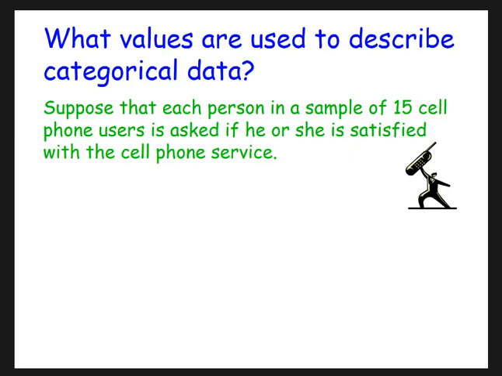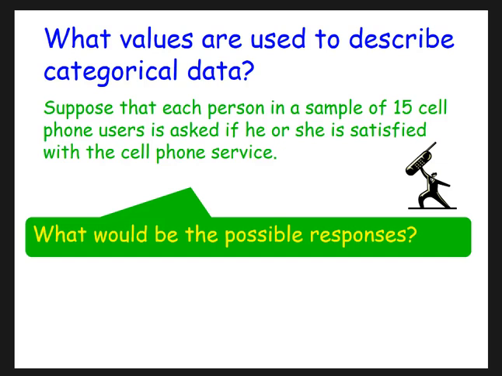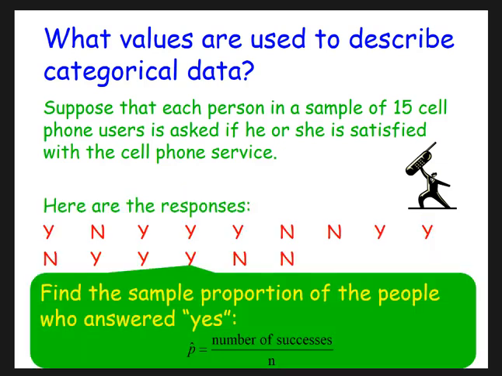What values are used to describe categorical data? Well, suppose that each person in a sample of 15 cell phone users is asked if he or she is satisfied with their cell phone service. So they're going to respond yes or no. Well, we can do a sample proportion here, whereas what is the proportion or percent of people who are satisfied?